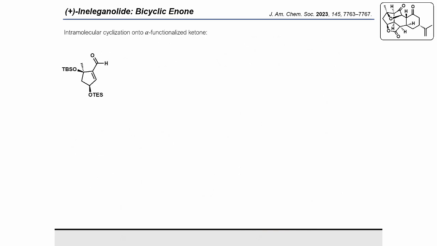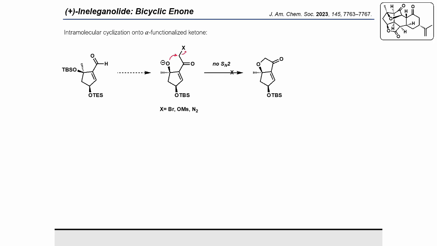En route to our bicyclic enone, we envisioned closing the second ring through an intramolecular cyclization onto an alpha-functionalized ketone. Starting from our aldehyde, we could synthesize the ketone, attaching different leaving groups in the alpha position. However, we never observed cyclization even while employing different leaving groups and could not detect the formation of our beta-keto tetrahydrofuran.